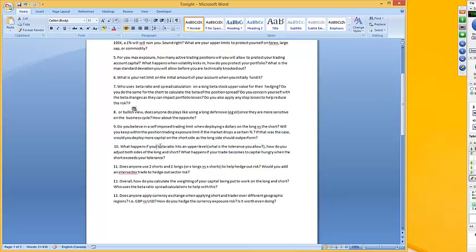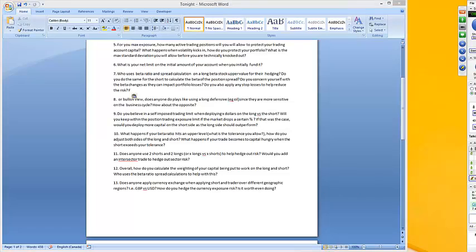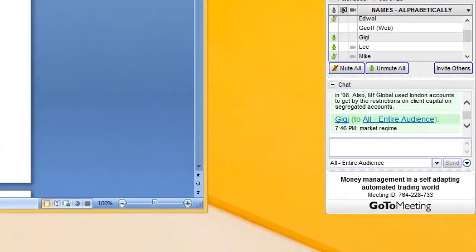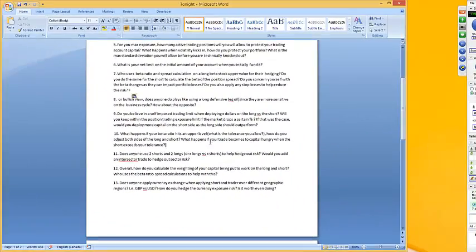I don't know if you guys are using a beta ratio for your upper level, what's the tolerance you allow? How do you adjust both sides of the long and short? And what happens if your trade becomes capital hungry when the short exceeds your tolerance? Does that make sense? It definitely makes sense from where I've been coming from with the whole grid. With a grid kind of system, you care a lot about beta. Like, volatility is your friend. And yes, when you get too far one way or the other, you get into a big balance issue.